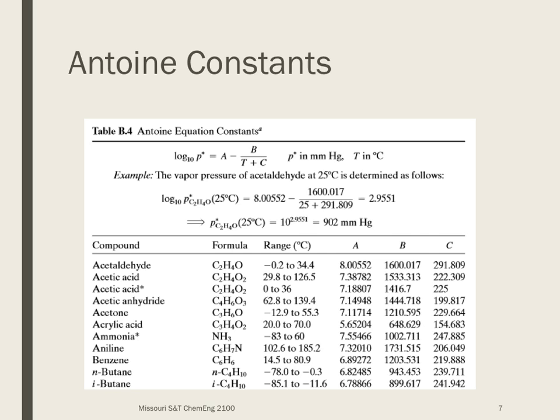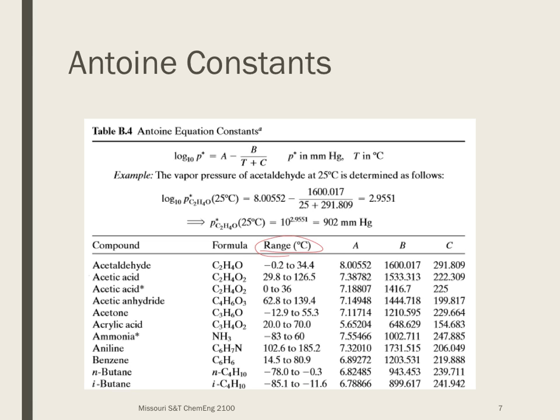These are an excerpt from the table in your book. So these are the Antoine equation constants using this log 10 of the vapor pressure form. And so we have many, many chemicals here. We'll have the chemical formula in case you weren't sure what the name was. And notice that it gives the constants, but it also gives a range where it's valid.